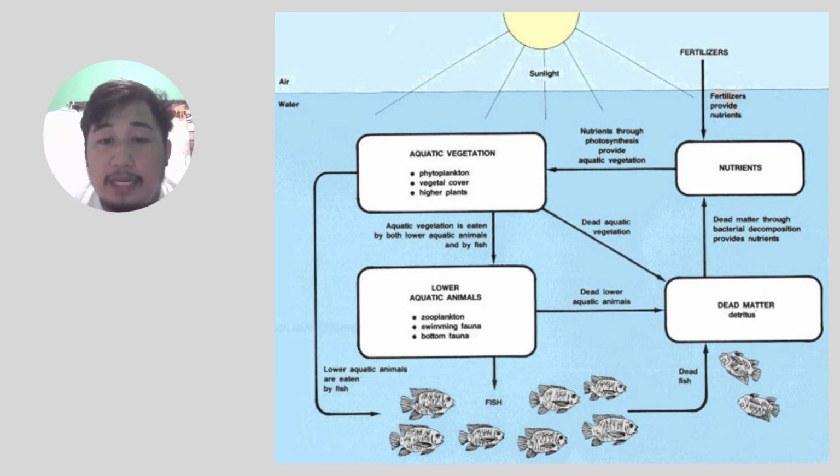The lower aquatic animals are composed of the zooplanktons, the swimming fauna, and the bottom fauna. And if the fishes die, the dead matter will be decomposed by bacteria and will again provide nutrients to the aquatic vegetation.